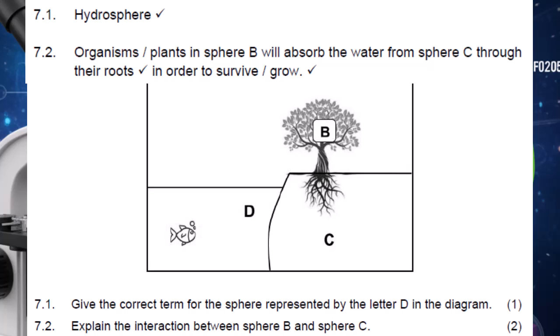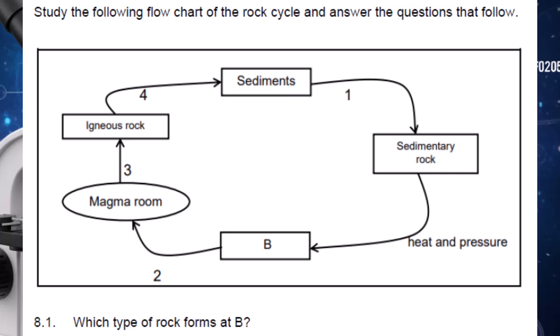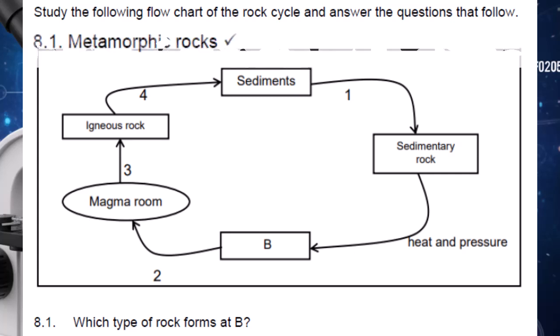Okay, moving to Q8, which shows a flow chart of the rock cycle. Q8.1 asks to identify rock type B. The chart shows it forming from other rock types under heat and pressure. Heat and pressure transforming existing rocks. That screams metamorphic rock. Meta means change. Morphic means form. Changed form. So B is metamorphic rock.